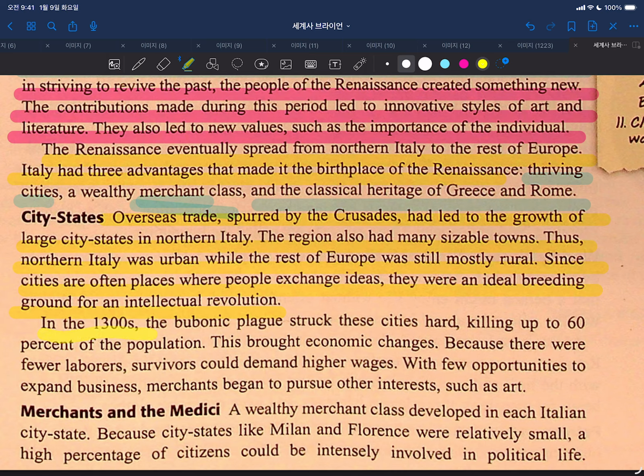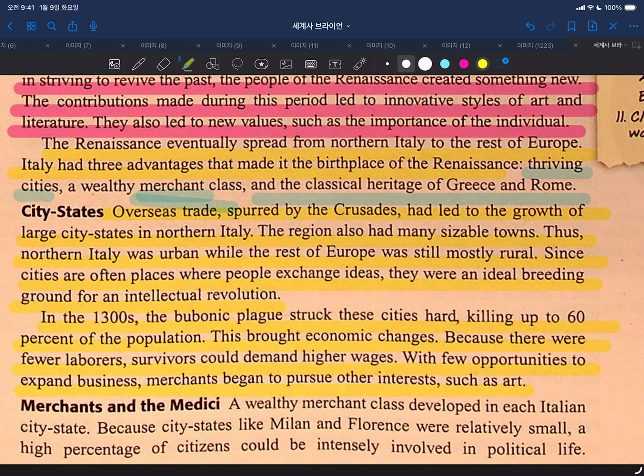In the 1300s, the bubonic plague struck these cities hard, killing up to 60% of the population. This brought economic changes. Because there were fewer laborers, survivors could demand higher wages. With few opportunities to expand business, merchants began to pursue other interests, such as art.